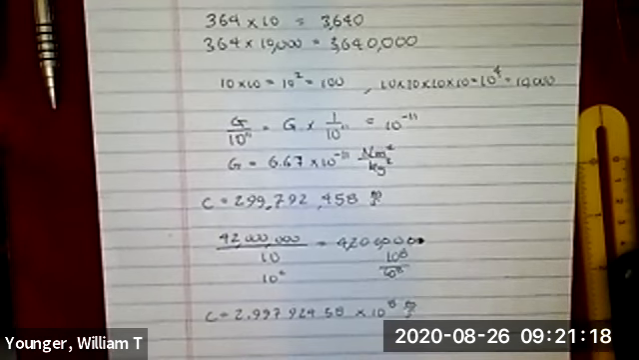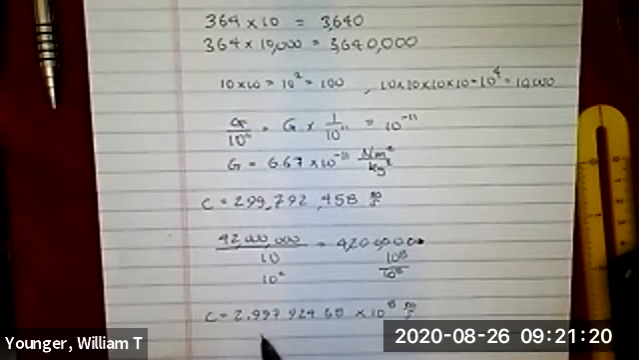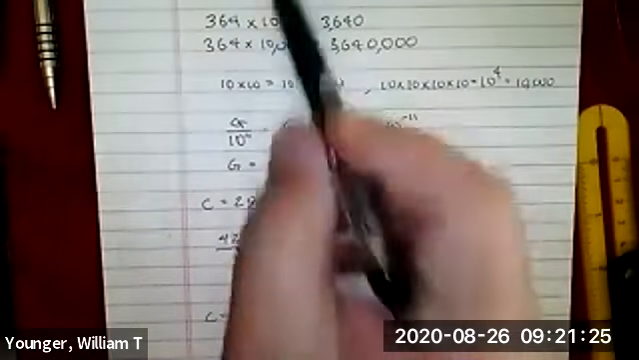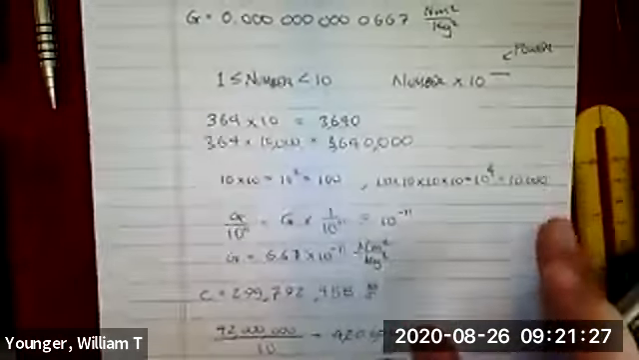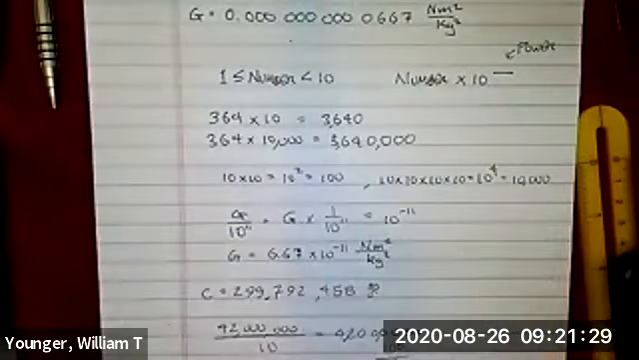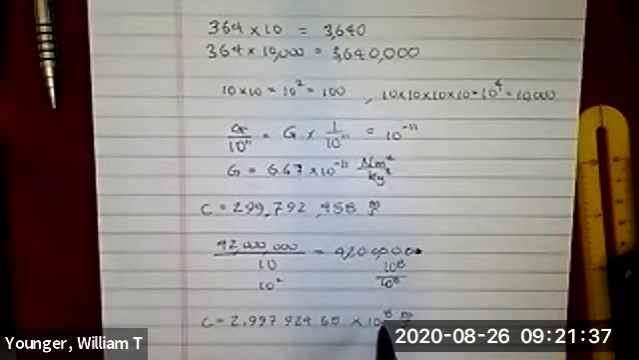So that's how you actually convert a big number to scientific notation, and a small number up here to scientific notation. Notice a big number, a number that's much, much greater than 1, ends up getting a positive exponent.